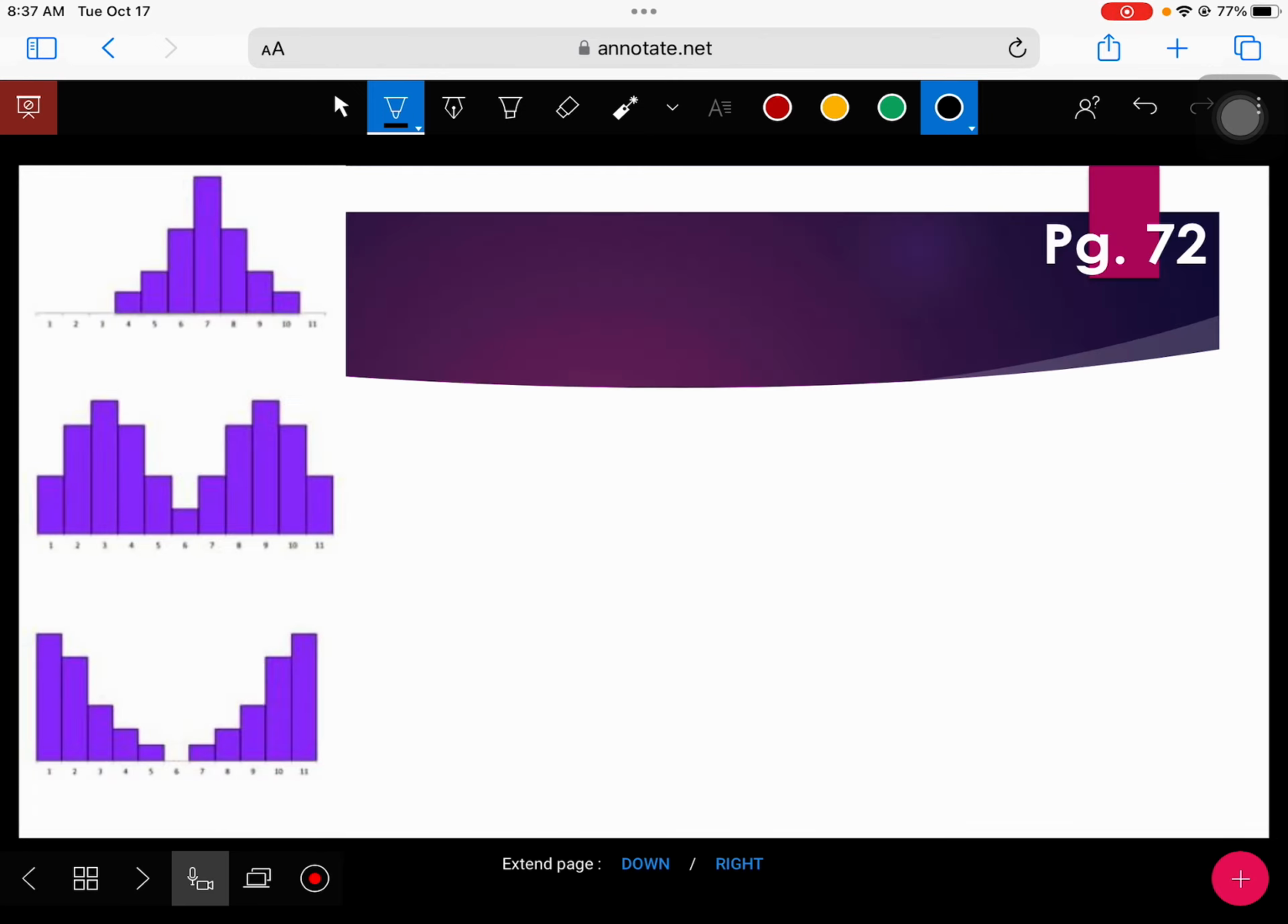Page 72. So we're going to put this into practice right away. We're going to see if we can figure out what we know about these graphs that are here before us. Okay? So somebody give me one attribute, one thing you think you might know about this first histogram on page 72. It is symmetrical. It is perfectly symmetrical. Okay? Perfectly symmetrical. Good. What else do we know? Somebody else.